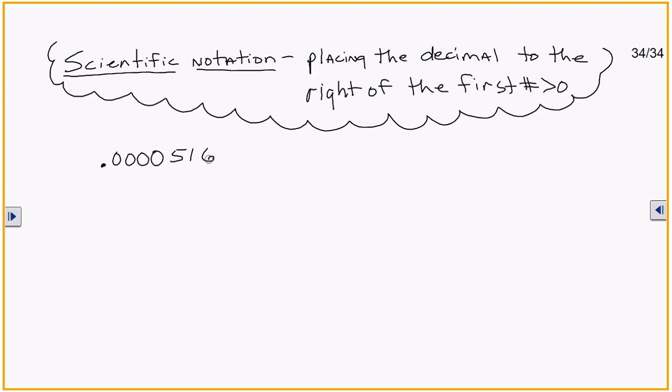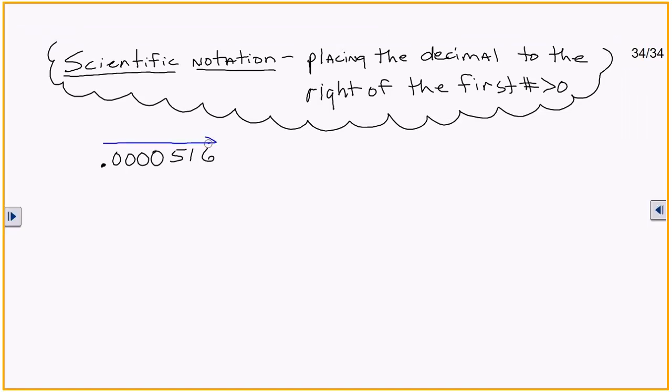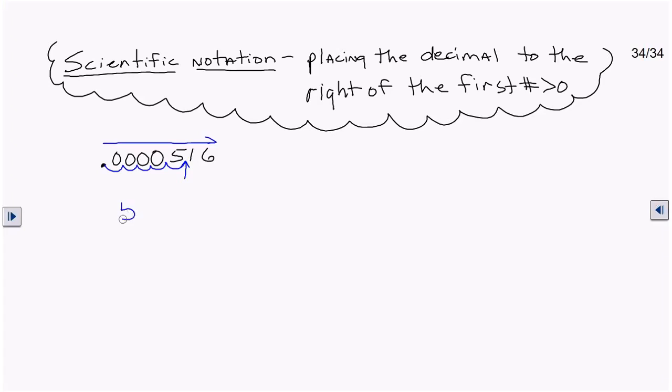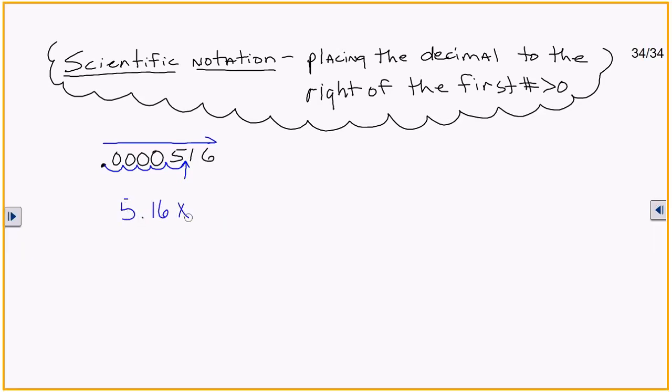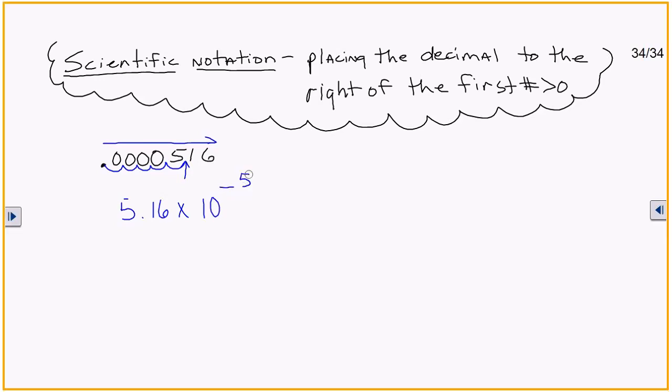So, the first thing I do, I want to find the first number greater than 0. So which way do we read? In this part of the country, we read from left to right. So the first number greater than 0 is 5, so I'm going to put that decimal right there. So I write 5.16 times 10 to the blank 5. I got 5 hops, whatever you want to call them.